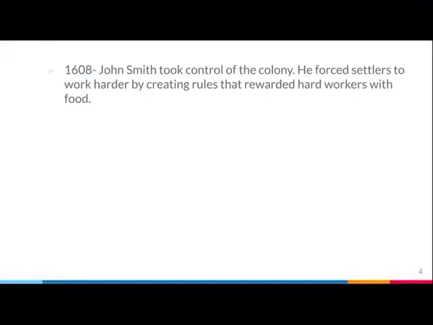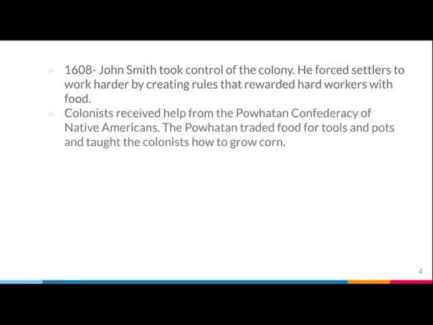So in 1608, we see a man named John Smith. He came and took control of the colony, and he kind of forcefully took control. He forced settlers to work harder by creating some rules that rewarded hard workers with food. So if you worked hard, you got food, which did help Jamestown grow, but he was definitely not the nicest leader, right?